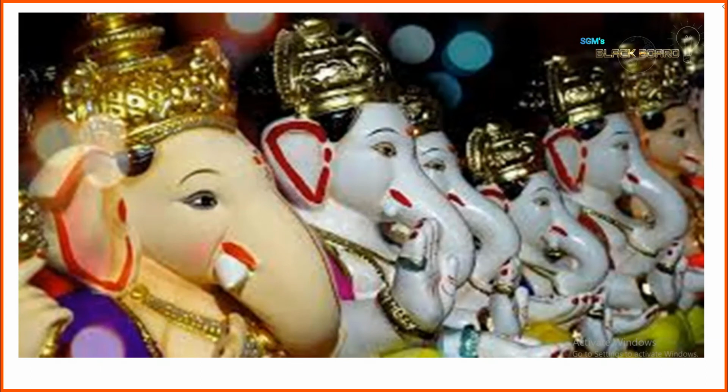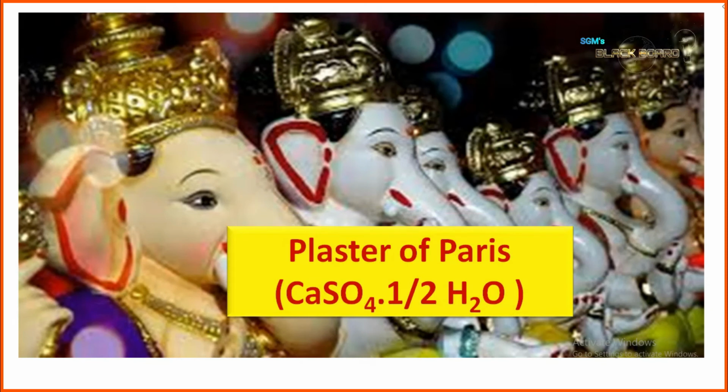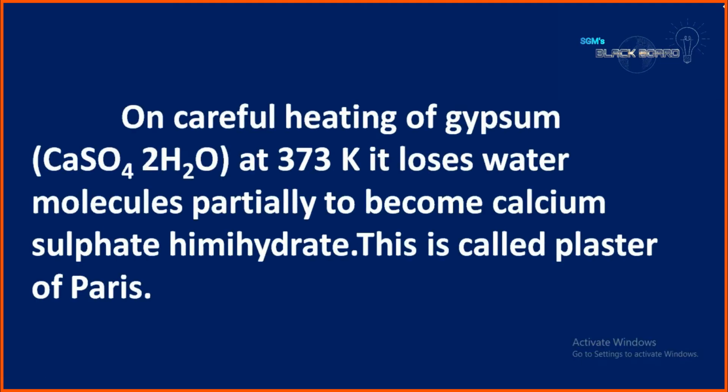Now let us discuss another concept, plaster of Paris. Its formula is CaSO4·½H2O. On careful heating of gypsum, CaSO4·2H2O, at 373 Kelvin, it loses water molecules partially to become calcium sulfate hemihydrate. This is called plaster of Paris.